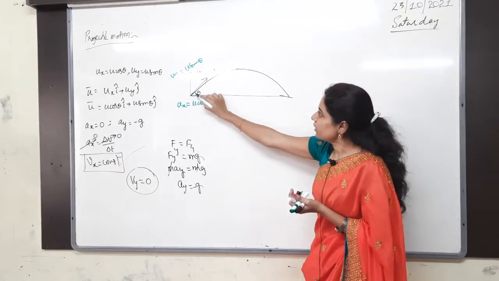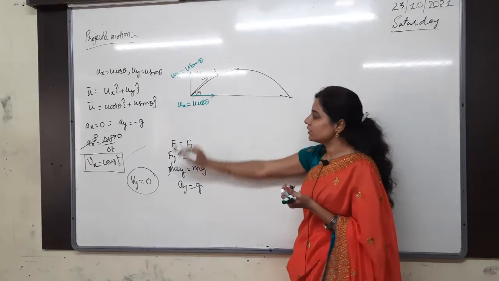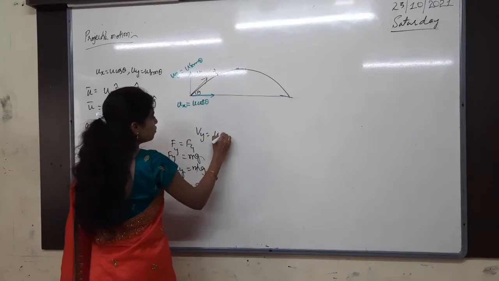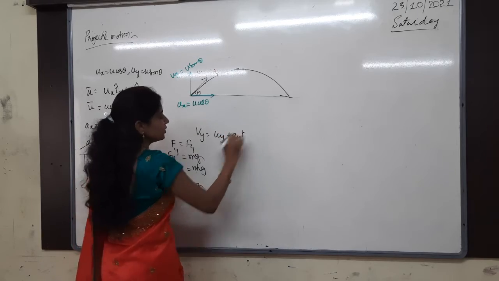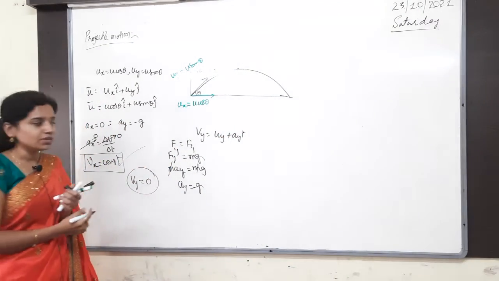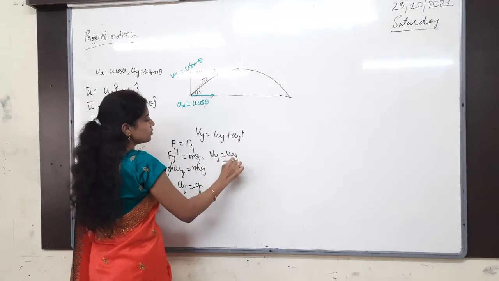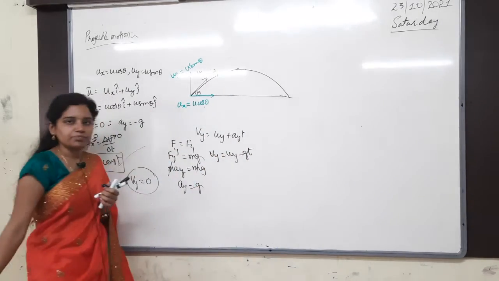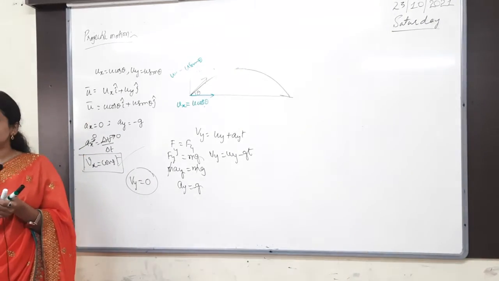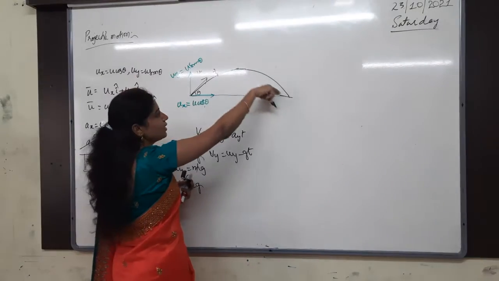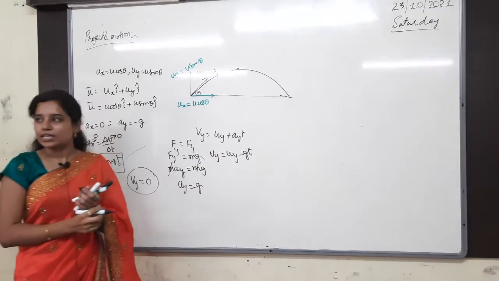While going in upward direction, what happens? Vy will decrease. Why? Because Vy is equal to, what is the formula? Uy plus Ay t. V is equal to U plus At formula only, no? While going in upward direction, what can I write? Vy is equal to Uy minus Gt. Minus means decreasing. So it will decrease, becomes 0 here, and then it will increase in this direction.